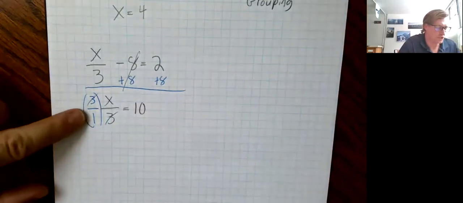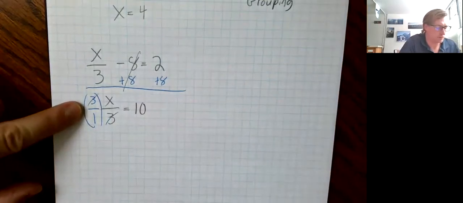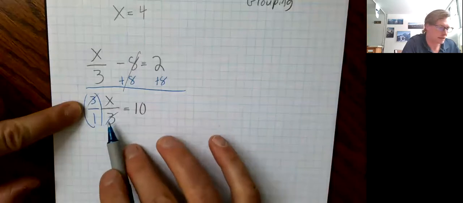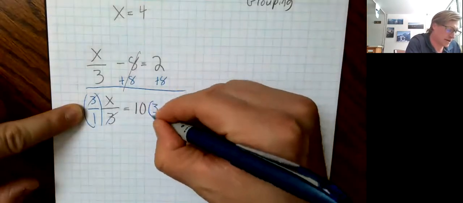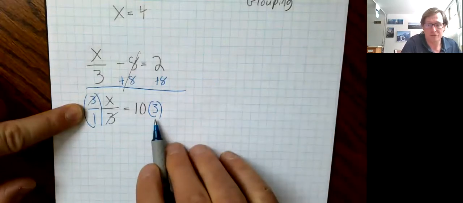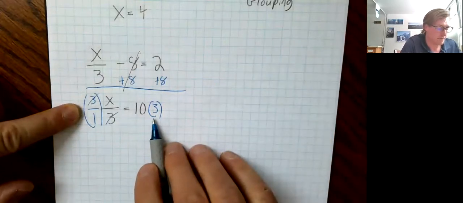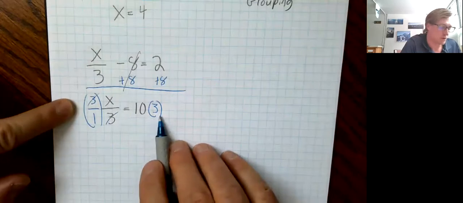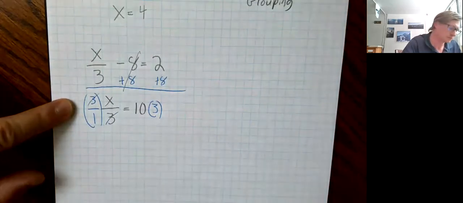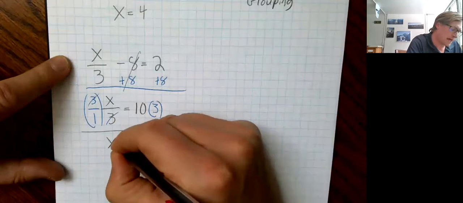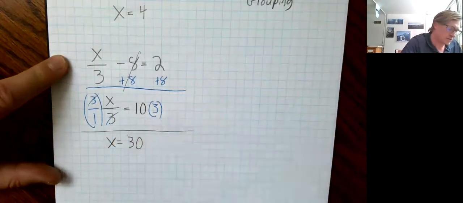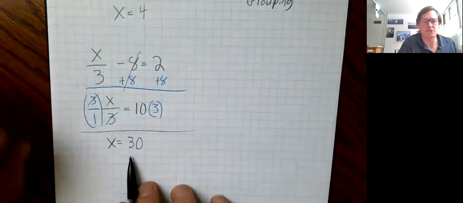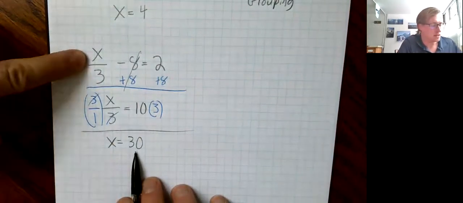I put it in fraction form so that it will match up with the fraction that I have here. If I multiply by 3 on the left side, I've got to do that on the right side. I'm just going to do a 3, not 3 over 1, because I don't have a fraction over here. 3 over 1 is the same thing as 3. I'm left with x. 10 times 3 is 30. There's my answer.